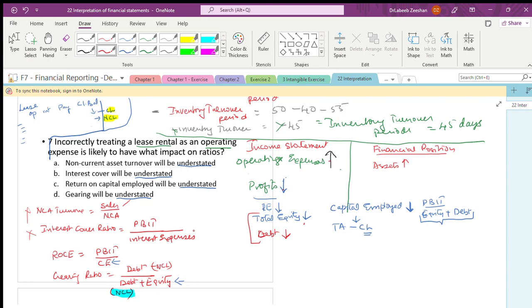Now what is more relevant here? Lease is related to the non-current liabilities. Non-current liabilities are understated. Non-current liabilities are involved in the numerator as well as in the denominator. Of all the four ratios, which one is more affected? The most impact is where there is an impact in both the numerator and the denominator, because both are going to be understated. Is it clear? A little bit? Yes. Okay.